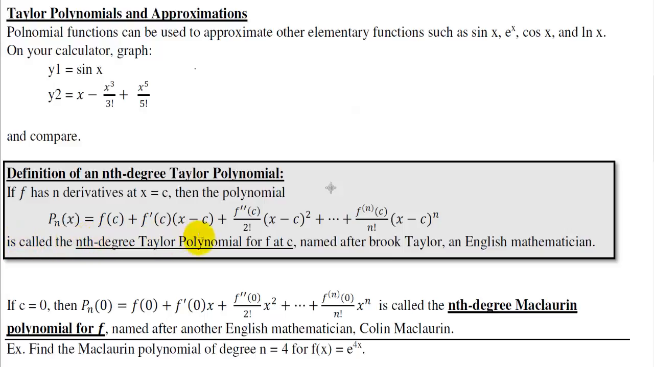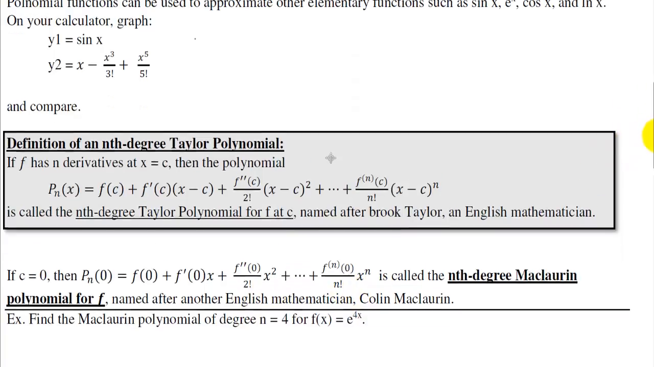That's called the nth degree Taylor polynomial for f at c, named after Brook Taylor, an English mathematician. If c equals 0, then it's the same polynomial, centered at 0. That's called an nth degree Maclaurin polynomial, and it's named after the English mathematician Colin Maclaurin.